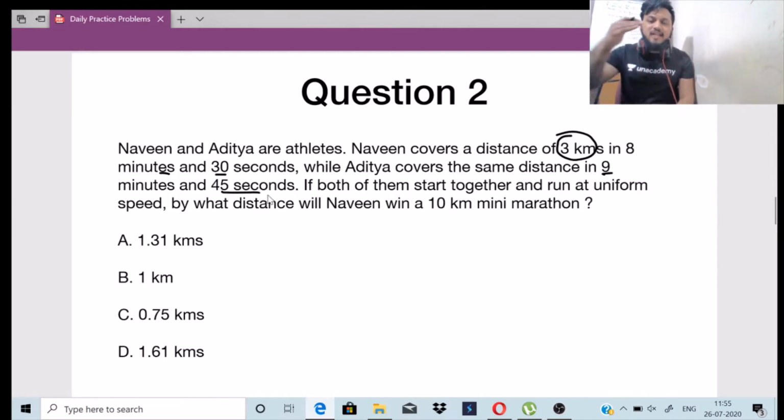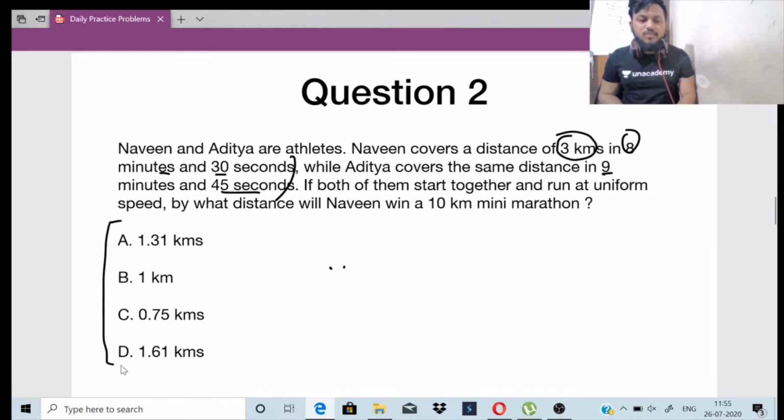So it means Aditya is taking more time to cover the same distance. Both of them start together at the same point. So if they both start together at the same point and run with the speeds which they have mentioned here, 8 minutes 30 seconds will give one speed, 9 minutes 45 seconds will give another speed, right? If they run at this speed, by what distance will Naveen win a 10 kilometer mini marathon, right?